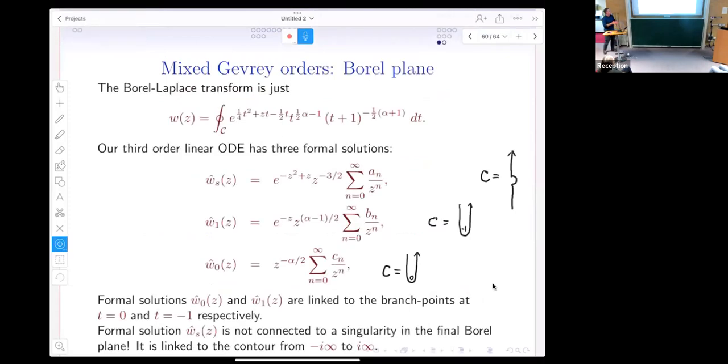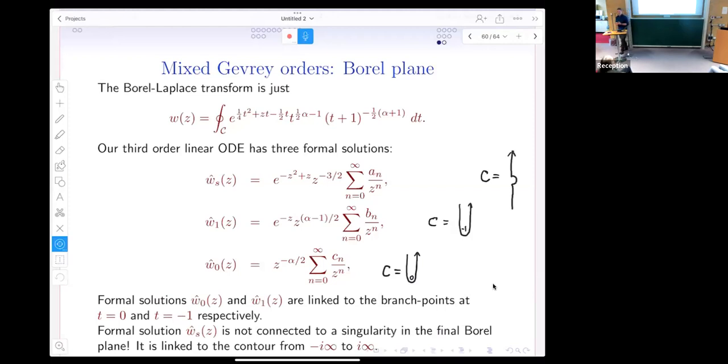Let me finish with the Borel plane for this mixed Borel example. You could have read it off by using this simple integral representation, which is also a solution of a third order differential equation. So there were three behaviors. One of them was what I call W0, which behaves like z to the power minus alpha over 2. But all it is from this integral is just a loop integral around the origin. The second behavior, W1, is the loop integral around minus 1. This is in a way the Borel transform. So here you can see the two singularities in the Borel plane. There's one branch point at the origin and one branch point at minus 1.